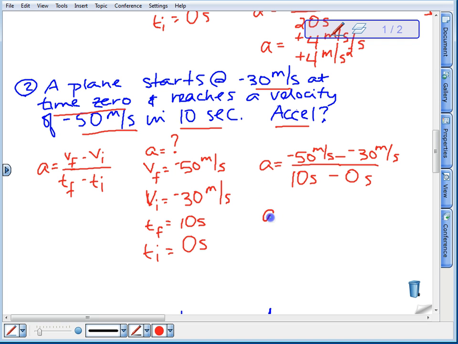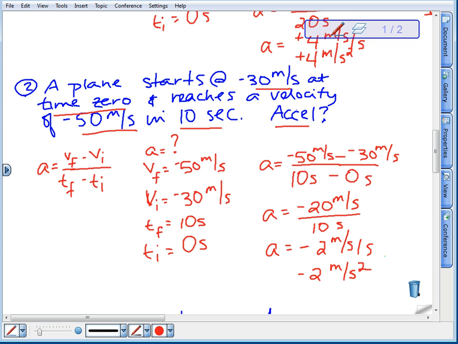So when I do that math, I get acceleration negative 50 minus a negative 30 gives me a negative 20 meters per second over 10 seconds. So my acceleration is a negative 2 meters per second, or negative 2 meters per second squared. So I thought I should get a negative acceleration, and I did, so that's good.